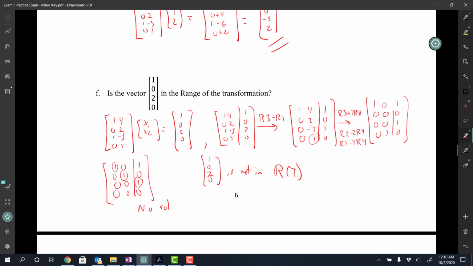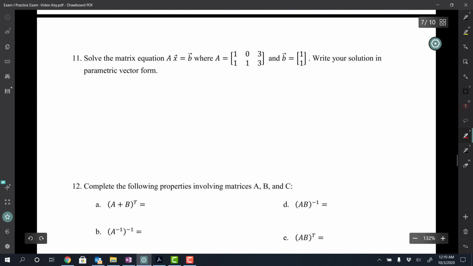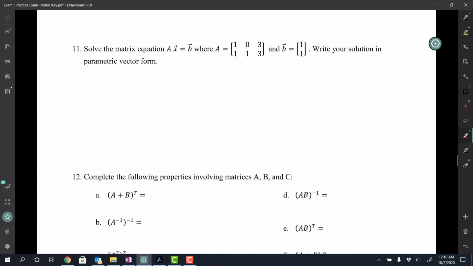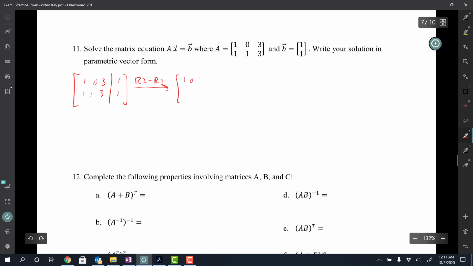All right, that wraps up our transformation page. Question 11 says solve the matrix equation AX equals B. So this just means we're going to create an augmented matrix and do row reduction. 1, 0, 3, 1, 1, 3 augmented with 1, 1. I'm going to take row 2 minus row 1. First row stays the same. Second row becomes 1 minus 1 is 0, 1 minus 0 is 1, 3 minus 3 is 0, and 1 minus 1 is 0. So only one row operation, we're already RREF.